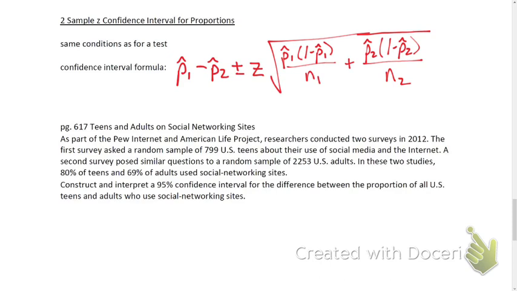But as it's the case with all the other inference tests and intervals, you can just write the name of it. And this is a 2 prop z interval.